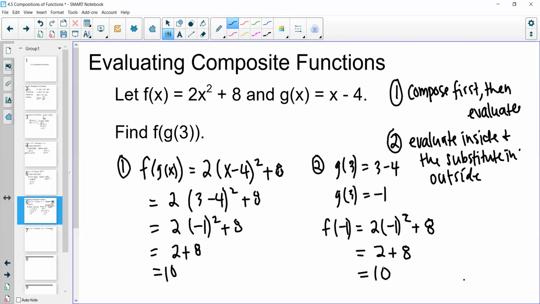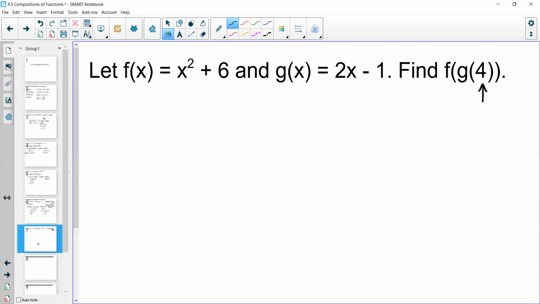So let's take a look at 2 more examples where we evaluate composite functions, and then you will be good to go on how to deal with the composition of functions. Let's take a look at this one here. Let f of x be x squared plus 6 and g of x be 2x minus 1. We want to find f of g of 4. So what this means is, again, like I said before, I'm going to do the composition of these functions here.